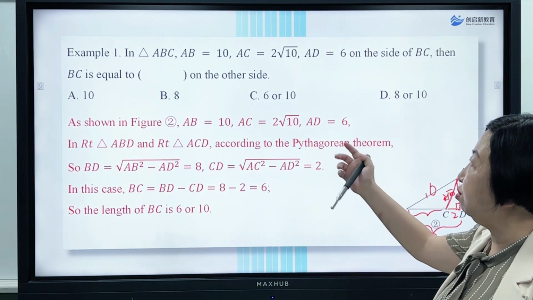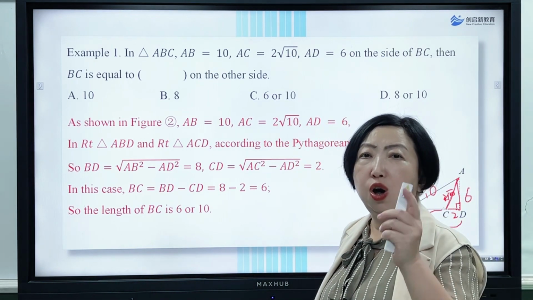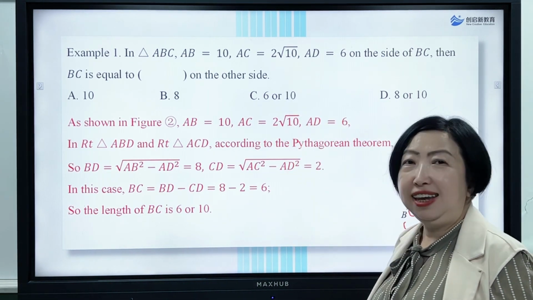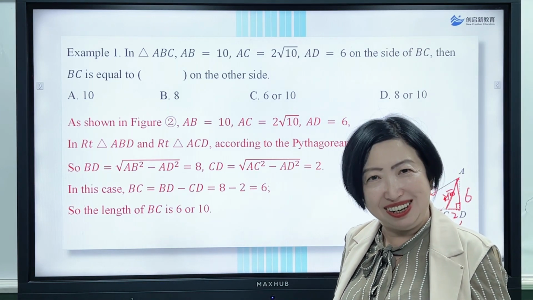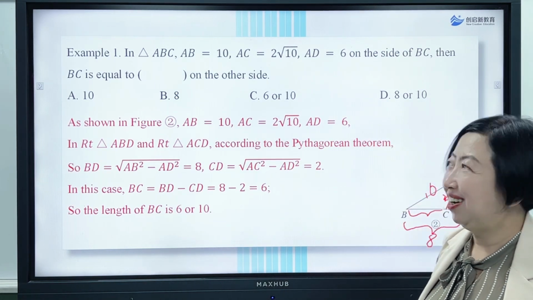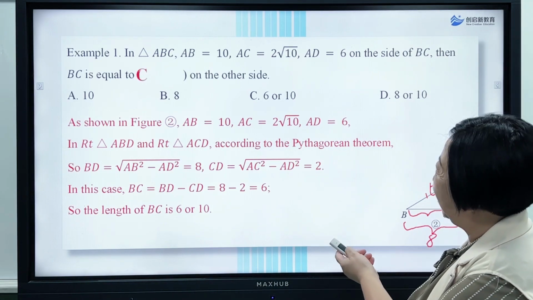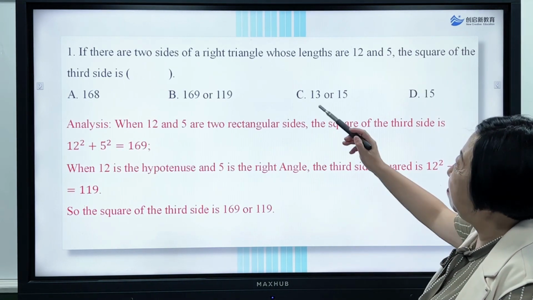So we have two choices, 6 or 10. The C is the right answer. It is interesting. Let's have a look. Here, the same.